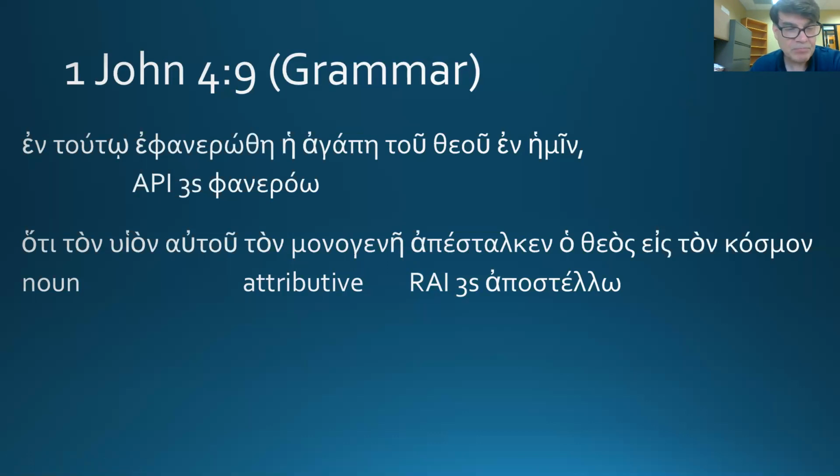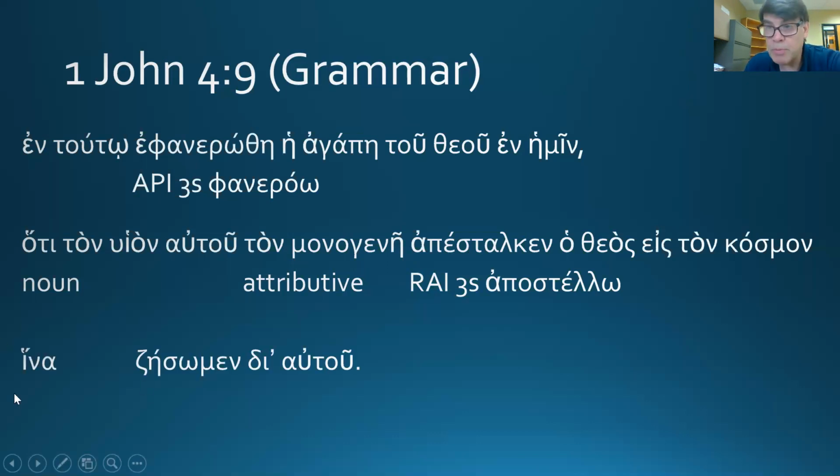Okay. Hina introduces normally either a purpose or result clause, and we translate it in order that we might live through him. So I'm going with purpose clause. Now, another thing about Hina is that when I see a Hina, I know subjunctive is coming. So this I would expect to be subjunctive, and it is. Now, this is not a nu with an epsilon in front of it like this. This is men, which is a first person plural, we ending. We might live, in order that we might live.